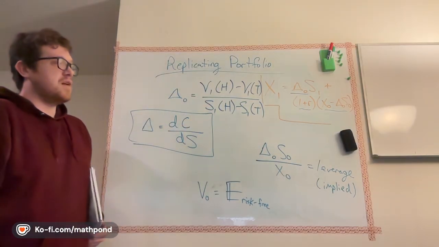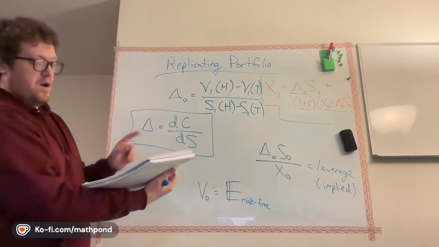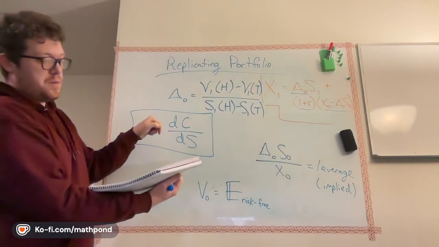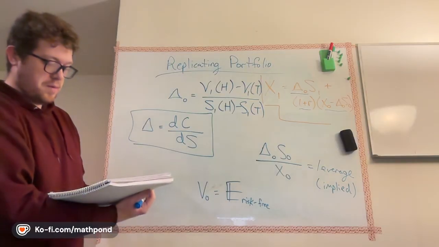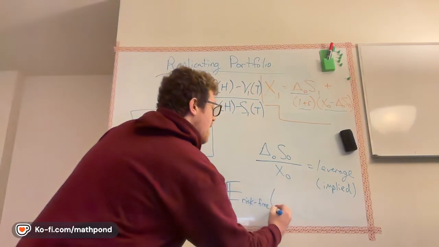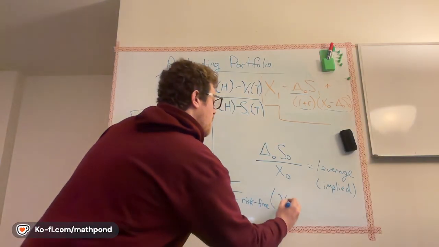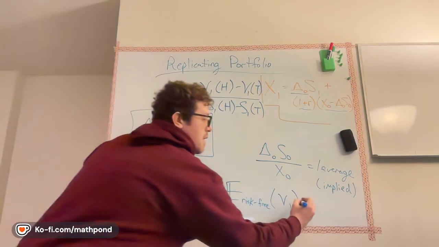We had to solve them, right? That 1 minus what was it? 1 plus R minus D over U minus D, that was this P tilde, that was the new probability measure. So it's the expected value of V at time 1 in the risk-free measure.